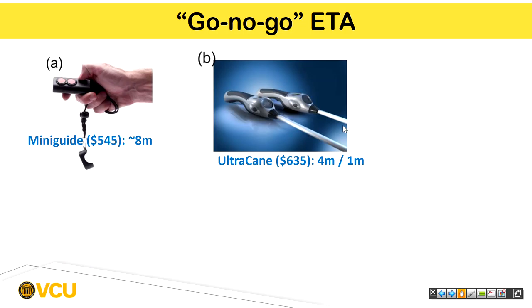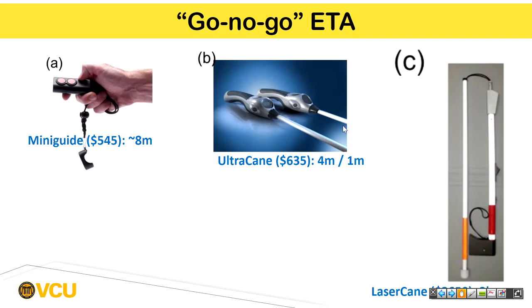And the next one is UltraCane. It integrates this function into the white cane. There's a button in the handle; just press the button to send out a cone-shaped acoustic wave. It can detect obstacles the size of a body. It has two working modes: one detects obstacles within 4 meters, the other within 1 meter. But this device also has some limitations. It has false readings in heavy snow or heavy rain conditions. It's not that reliable.